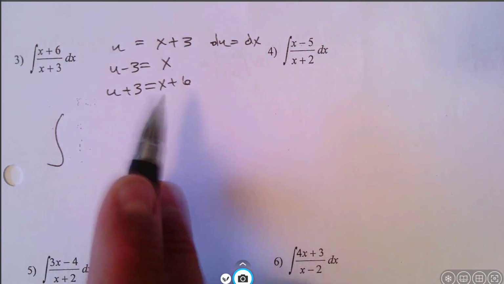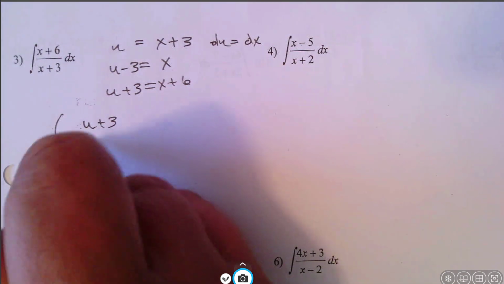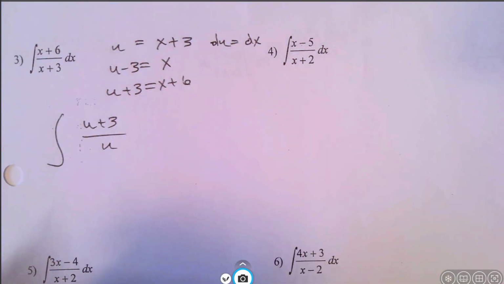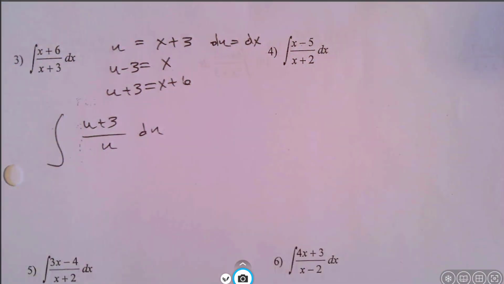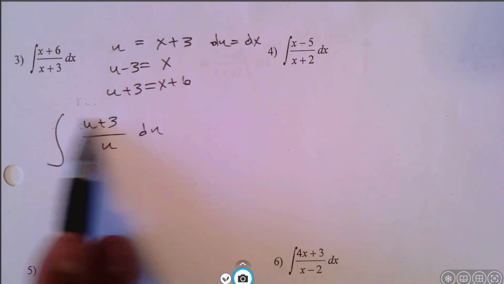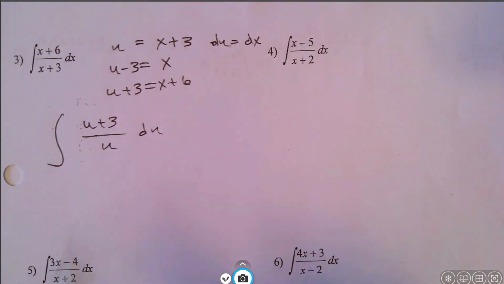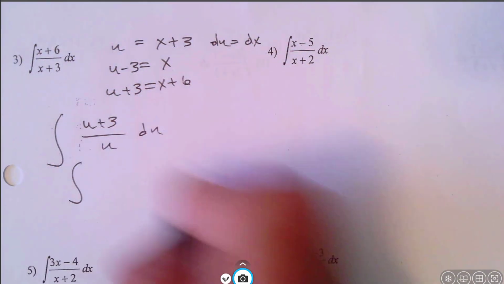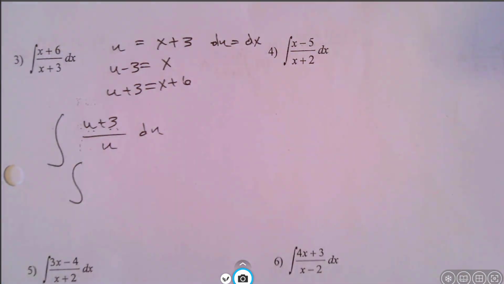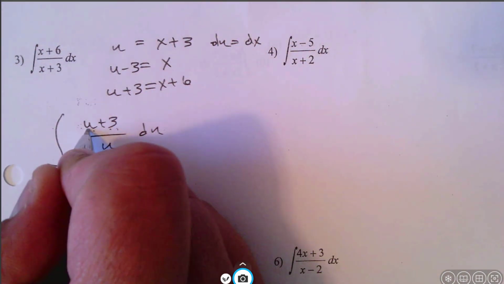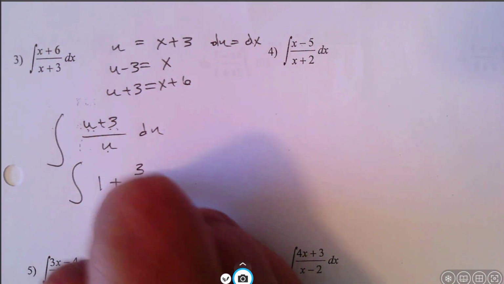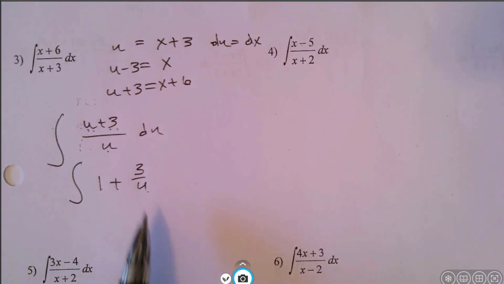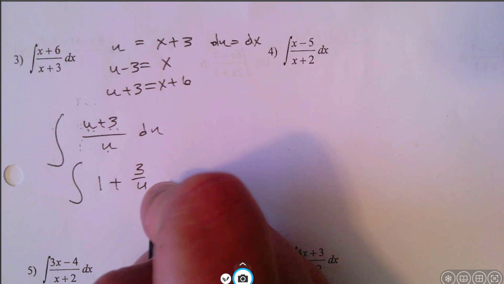So now we can transform this and rewrite this equation. So where I have x plus 6, I can write u plus 3. Where I have x plus 3, I can write that as u. And where I have the dx, I can replace that with the du. You might think, well, that doesn't look any better because it's still a fraction. But when we have multiple terms on top divided by one term on the bottom, we can rewrite that and divide every term in the numerator by the denominator. So we can take u divided by u, that's just 1. 3 over u, we're going to write as 3 over u. So we want to change it from one fraction and then write it as multiple terms here.